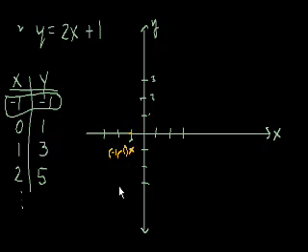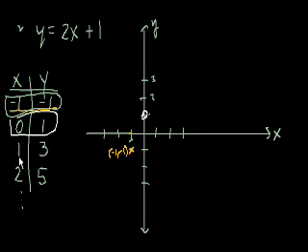That point, I just x'd right there. Let's do another one. I'll do it in a different color this time. Let's say we had the point 0, comma, 1. Well, x is 0, which is here, and y is 1. So that point is right there.